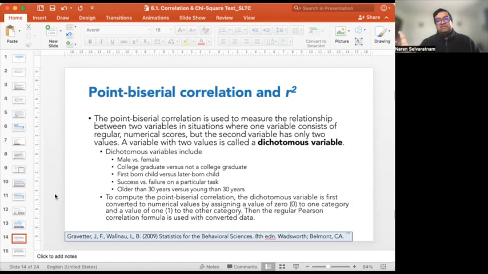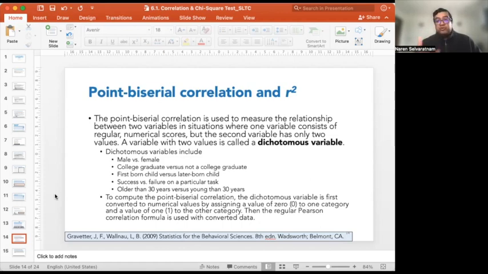Firstborn child versus later born child. Success versus failure on a particular task, older than 30, younger than 30. Likewise, now these are dichotomous variables. If you have more than two categories, then we call them polytomous variables. So now this is a dichotomous variable and a continuous variable. So you can calculate once again a point-biserial correlation for that kind of data.